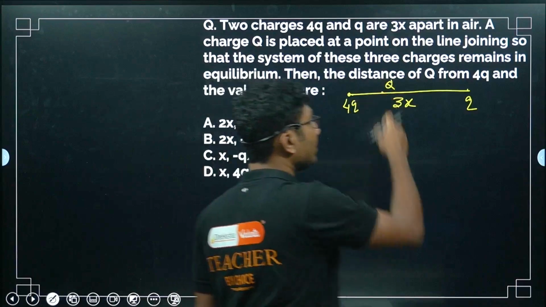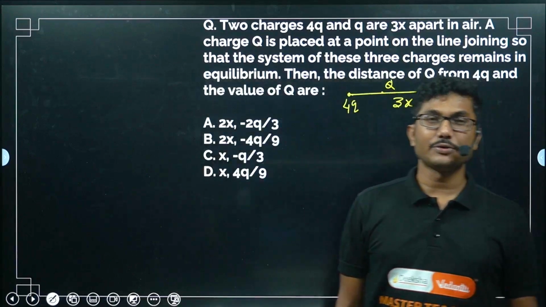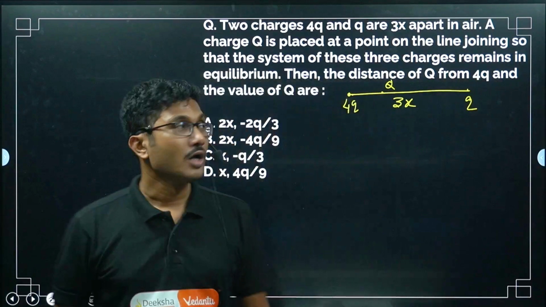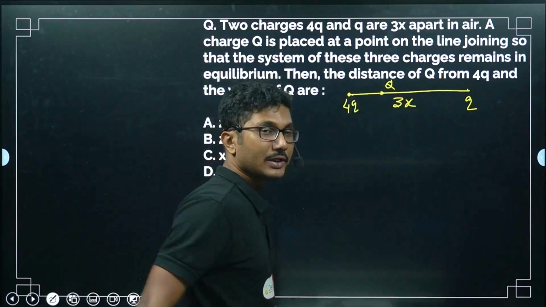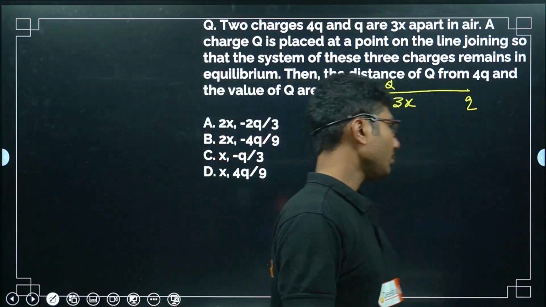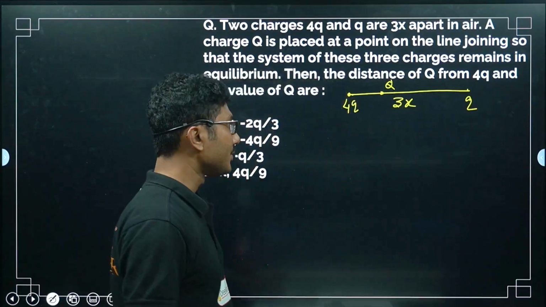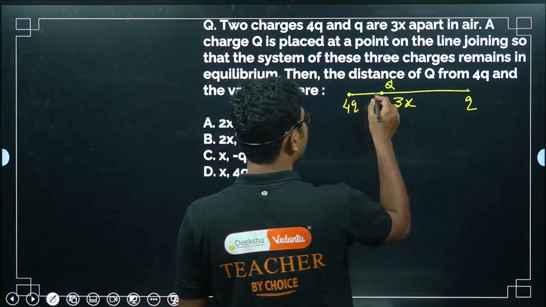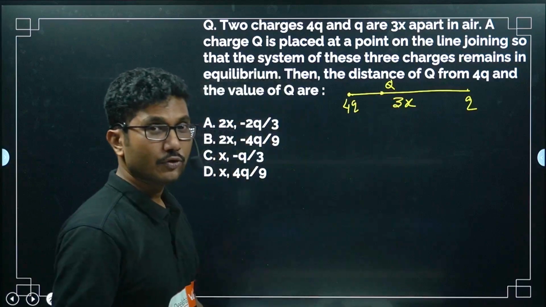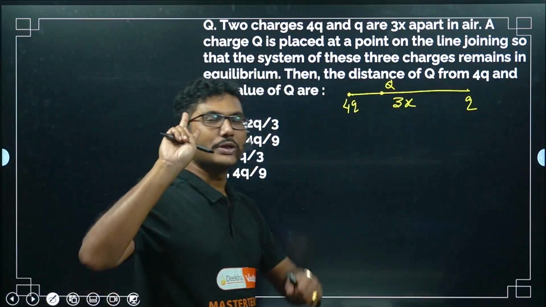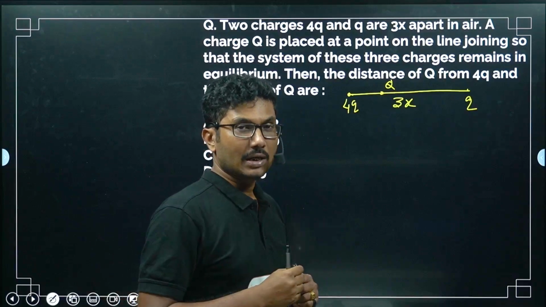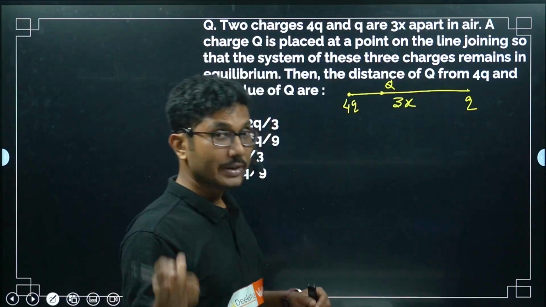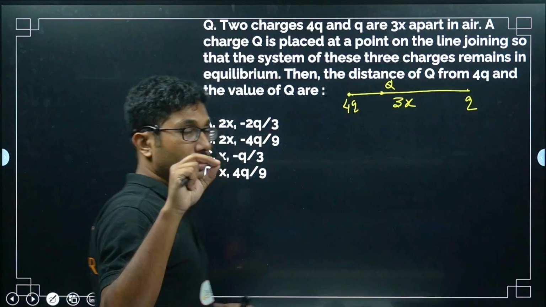Now what do you think will be the sign of this capital Q so that the system is in equilibrium? There is only one way to make this system in equilibrium: this capital Q must be negative. Let us consider the 4Q charge from the point of view of Q first. We have to use at least two points of view to solve it. The first point of view will give us the location, the second will give us the charge.